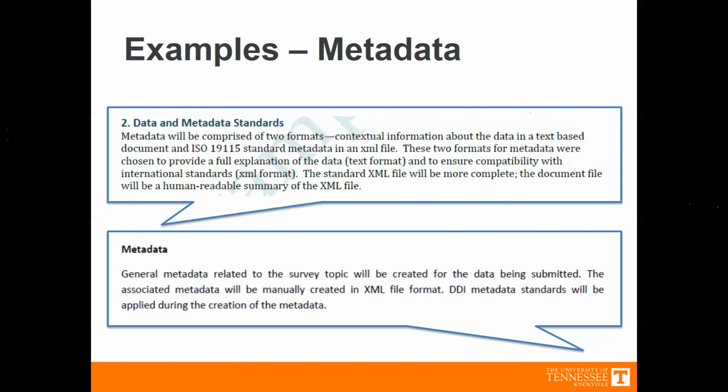And then the second example is from social sciences, and it says here the data will be described using a metadata format called DDI, which is short for Data Documentation Initiative, and that's a metadata standard that's specific for social science research data. And it's also going to be made in an XML file format, so it's machine readable. So those are just two examples of how you might address the metadata issue in your DMP.